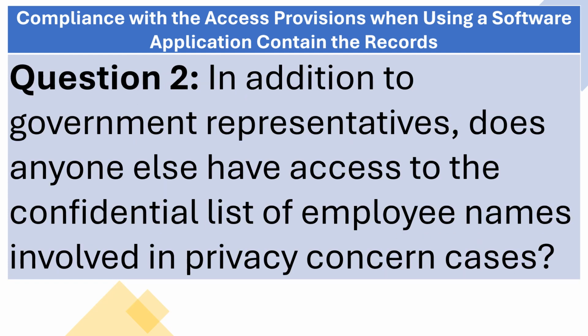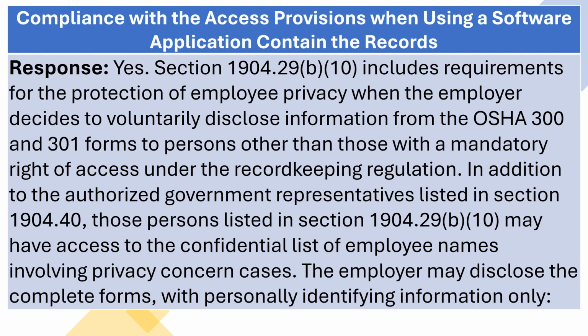Question 2. In addition to government representatives, does anyone else have access to the confidential list of employee names involved in privacy concern cases? Response: yes. Section 1904.29(b)(10) includes requirements for the protection of employee privacy when the employer decides to voluntarily disclose information from the OSHA 300 and 301 forms to persons other than those with a mandatory right of access under the record-keeping regulation. In addition to the authorized government representatives listed in Section 1904.40, those persons listed in Section 1904.29(b)(10) may have access to the confidential list of employee names involving privacy concern cases.